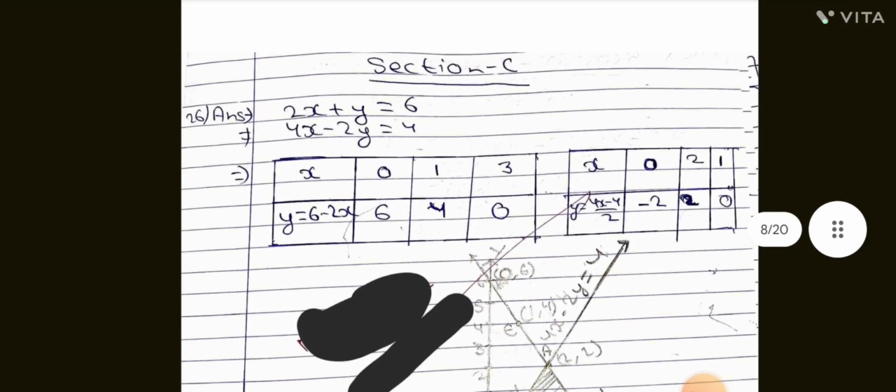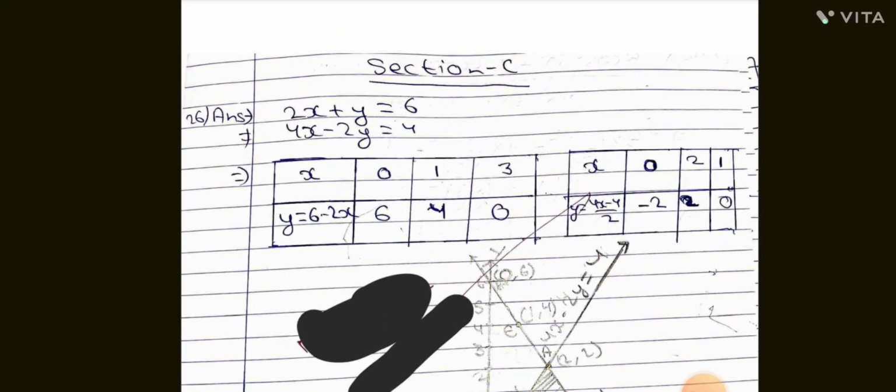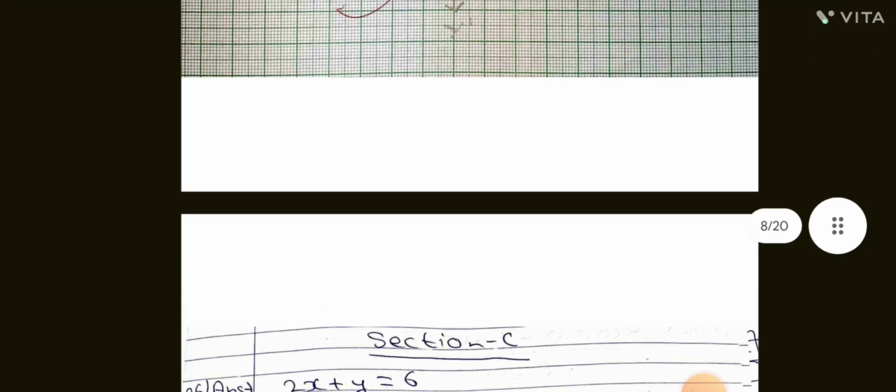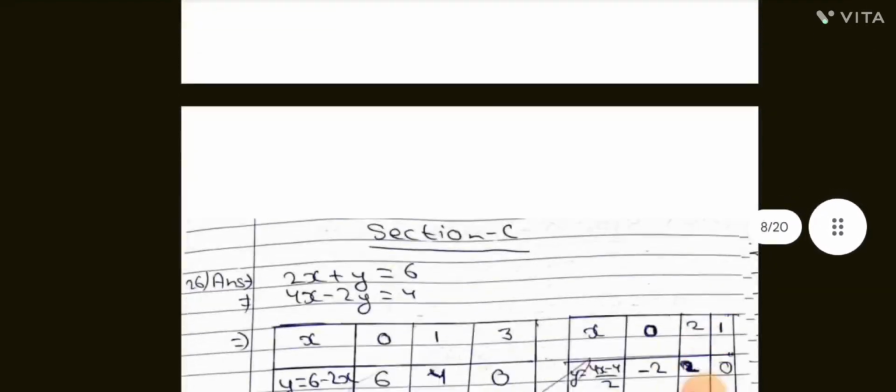For finding that, you can also do it this way: take x equal to 0, then you find y equal to 6 for the first equation. If you take x equal to 1, y equal to 4; x equal to 3, y equal to 0. For the next equation, in this way you can draw. Question 26.